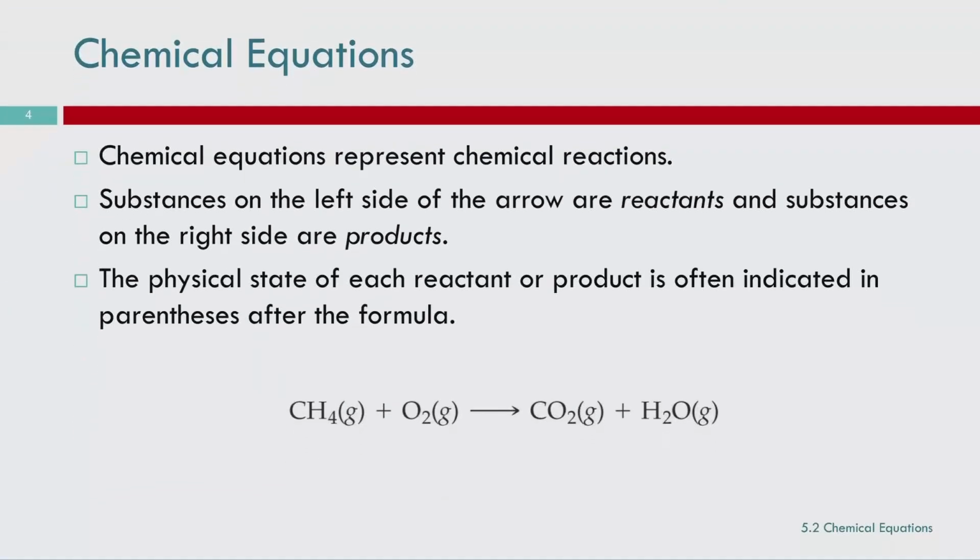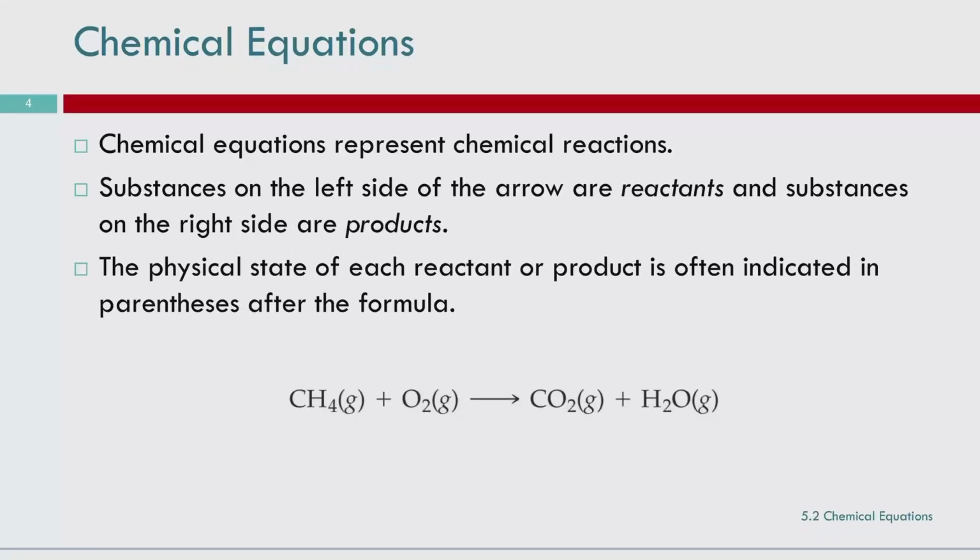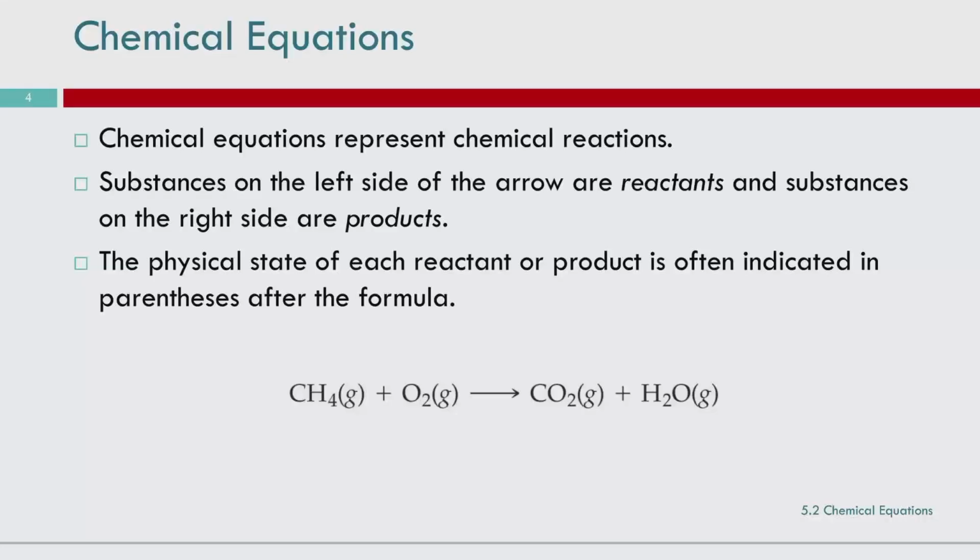So chemical equations represent these chemical reactions. Our substances on the left side are reactants, the substances on the right side are products, and we'll often indicate physical state as well, which we'll see in a couple slides, all those things. So for example, this is the equation that we were talking about on the previous slide. Our CH4, this is our methane. It's a gas. Our oxygen is O2, also a gas.